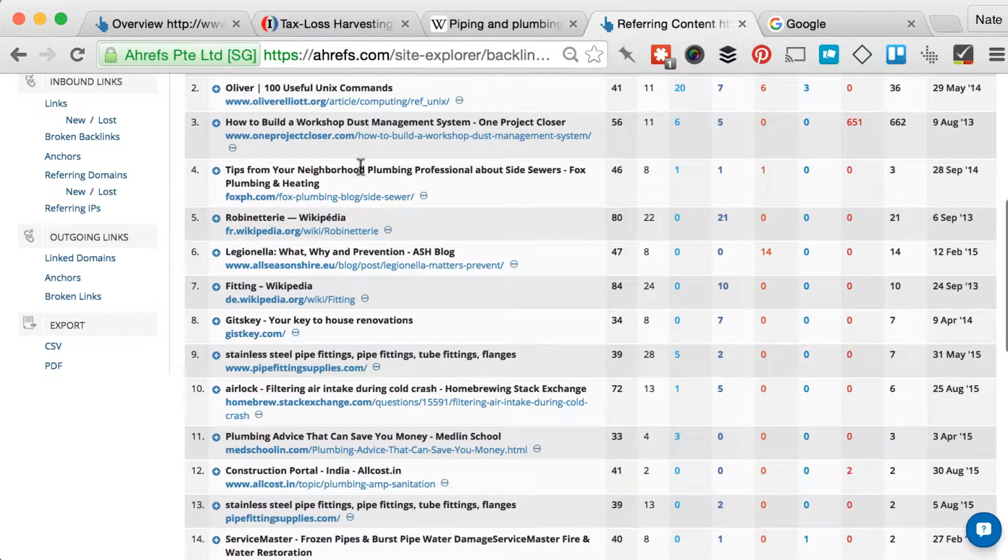Another thing is the neighborhood plumbing professionals. Again, they talk about side sewers. They're trying to do content marketing. So if you can think about, as a retailer, if you can create content that's going to help your distributors, your retailers, you're going to be able to get links from them.